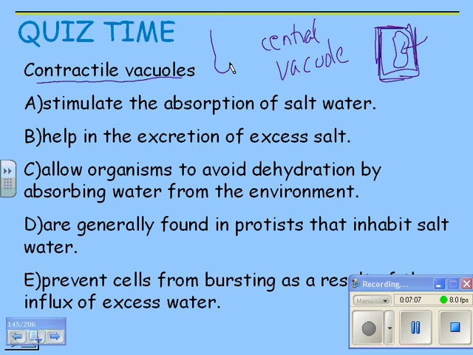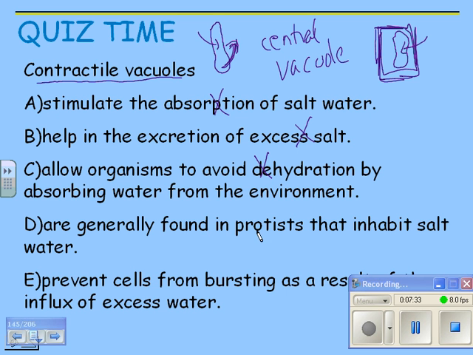Contractile vacuoles, this is in something that doesn't have a cell wall, like a protist. Water comes in, and if water keeps coming in, this thing's going to break. At some point, the cell membrane just breaks. So contractile vacuole forces the extra water out. So contractile vacuoles stimulate the absorption of salt water. Nope. Help in the excretion of excess salt. Nope. Allow organisms to avoid dehydration. Nah, you're trying not to burst.